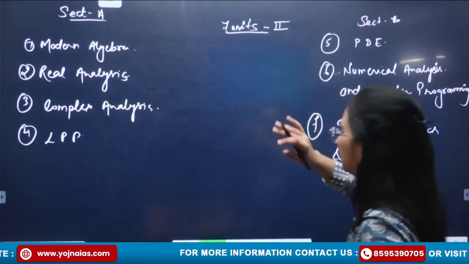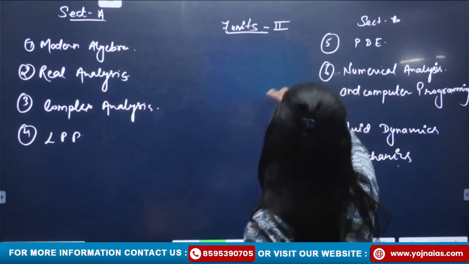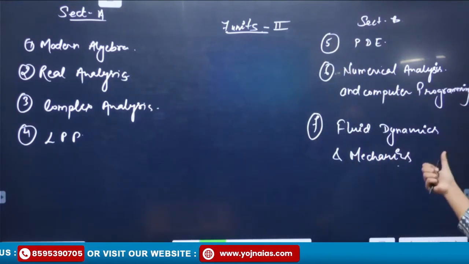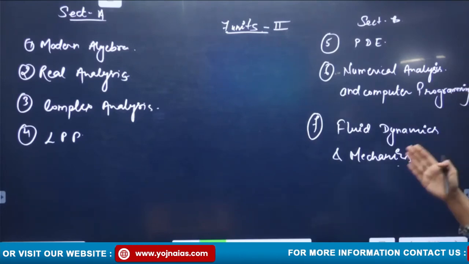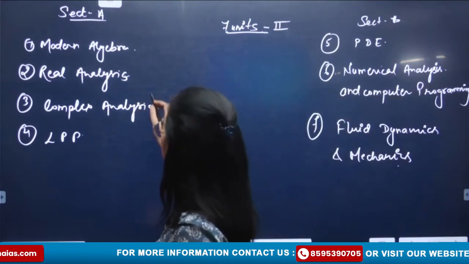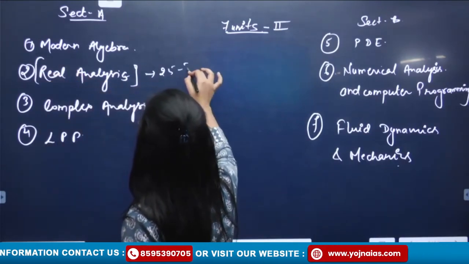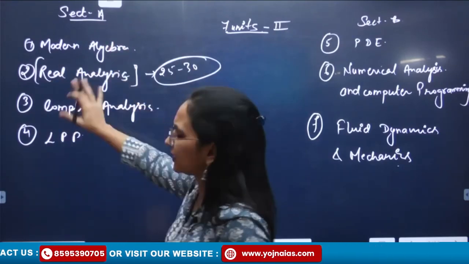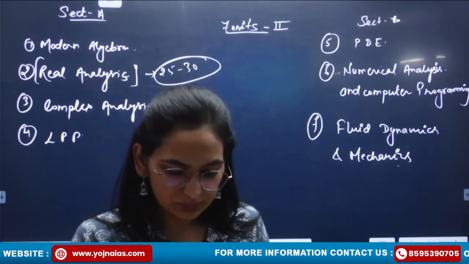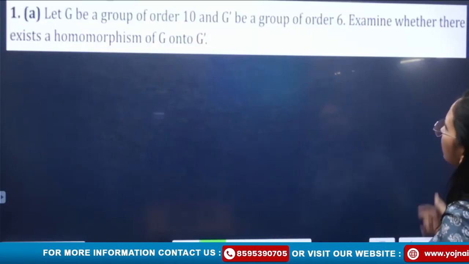So these are the units: modern algebra, real analysis, complex, then LPP, partial differential equation, numerical and computer programming, then fluid dynamics and mechanics. So all these seven units have more or less similar weightage. Only thing that changed this year was, since last 2 years, we are getting only 25 to 30 marks in real analysis. Else everything has the same or lesser marks, more or less the same. Let's see the distribution of questions, how they have asked.